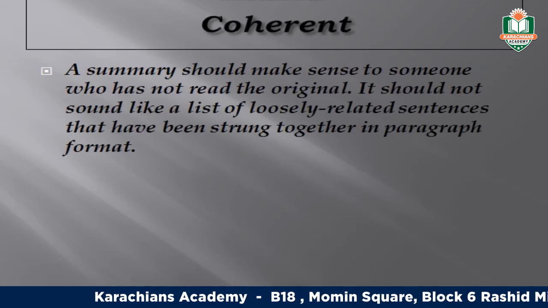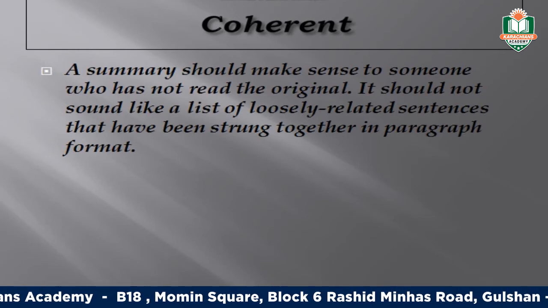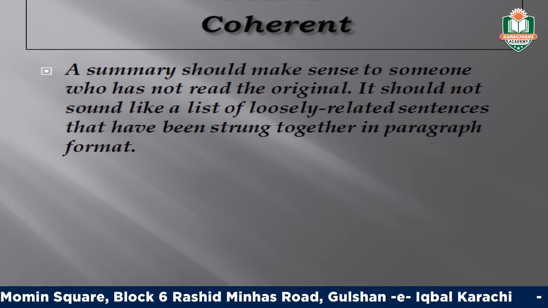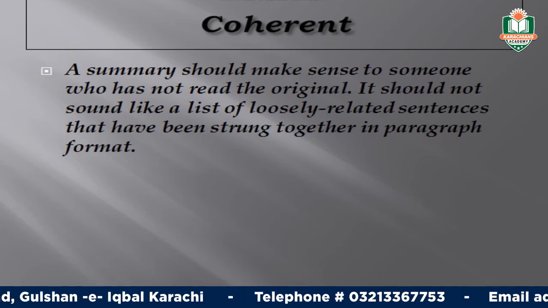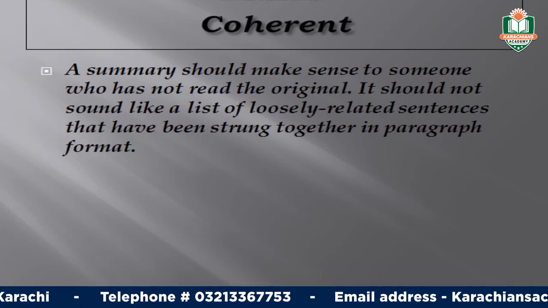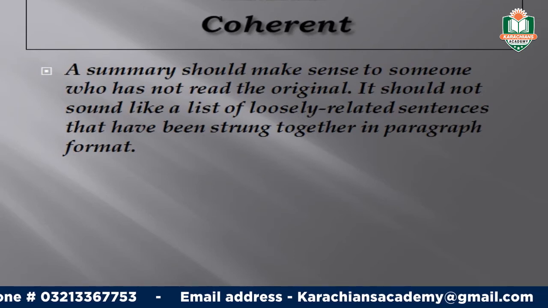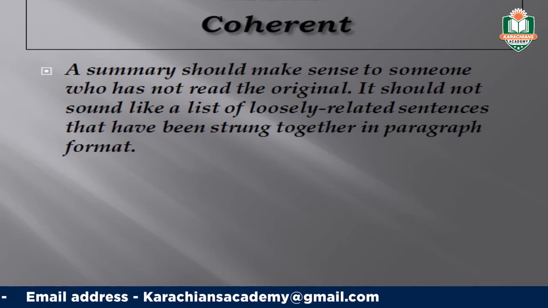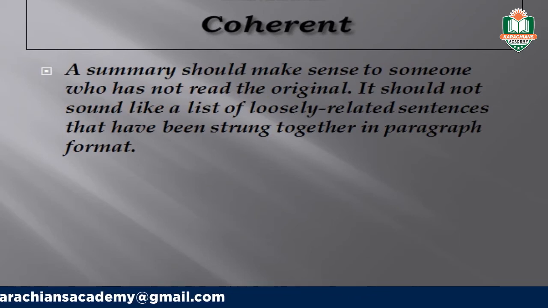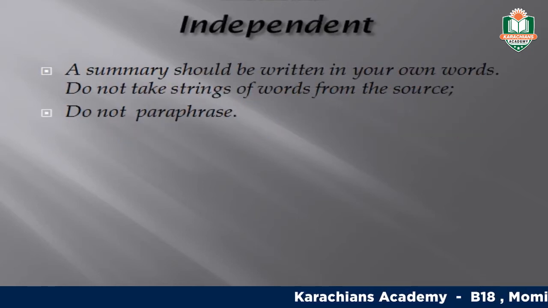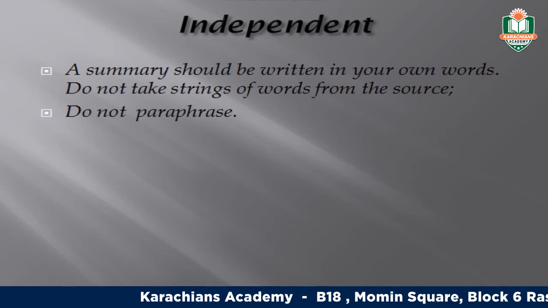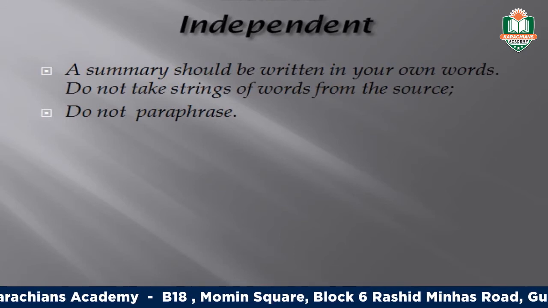Now, another very important point is coherence. It should be coherent. A summary should make sense to someone who has not read the original. It should not sound like a list of loosely related sentences that have been strung together in paragraph format. So coherence should be there in the summary. We are not just supposed to write down the list of ideas once we point them out. It should not look like we have just written down a string of ideas together. So how can we achieve coherence? We'll see later on.